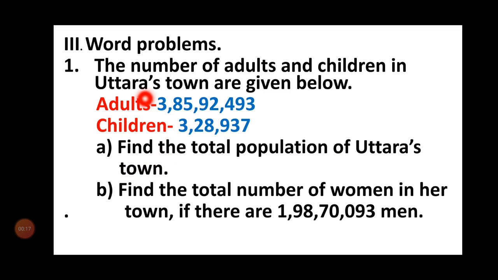Adults are given and children are given. You want to add these two values, and you will get the total population. From that, find the total number of women in her town if there are 1,98,70,093 men. We know the value of men, but we don't know the number of women, and that we want to find. We already found the total population, so if we subtract the men from it, we will get the total number of women.